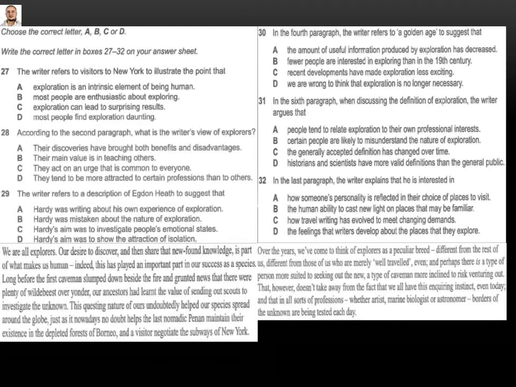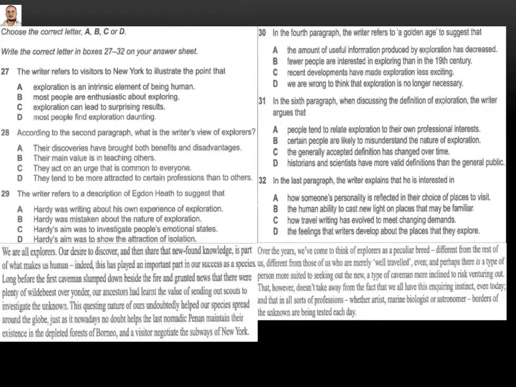27. The writer refers to visitors to New York to illustrate the point that. 28. According to the second paragraph, what's the writer's view of explorers? 29. The writer refers to description of Egdon Heath to suggest that. 30. In the fourth paragraph, the writer refers to a golden age to suggest that. 31. In the sixth paragraph, when discussing the definition of exploration, the writer argues that. 32. In the last paragraph, the writer explains that he is interested in.